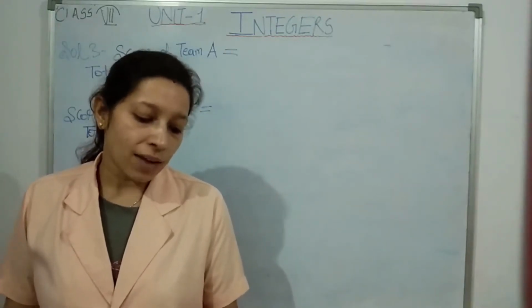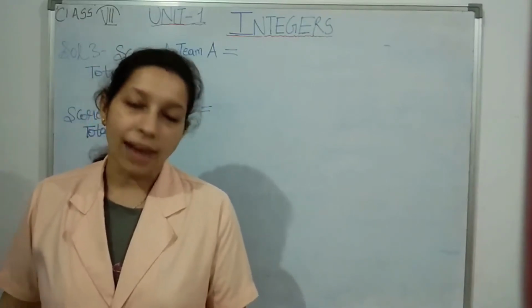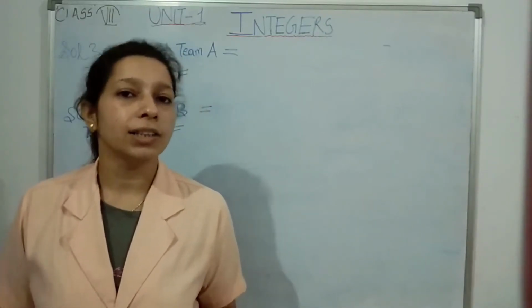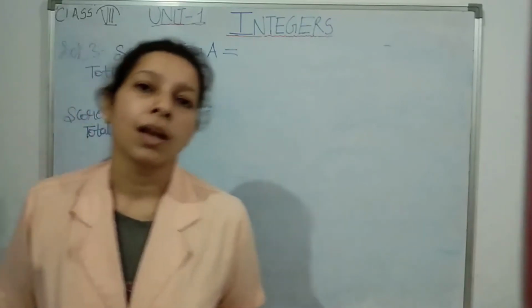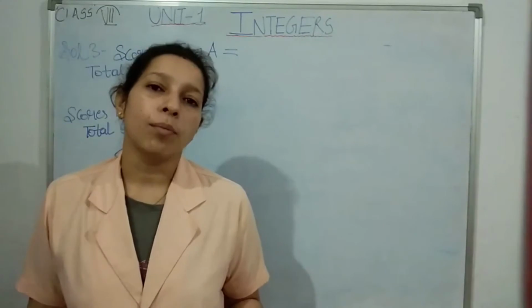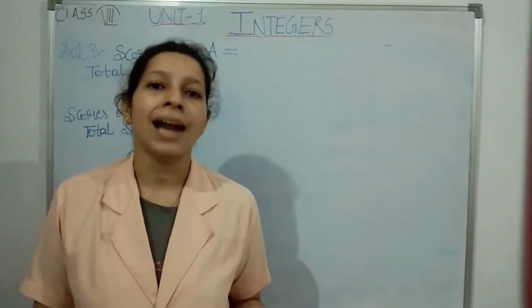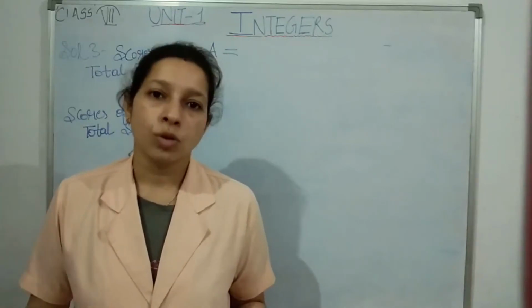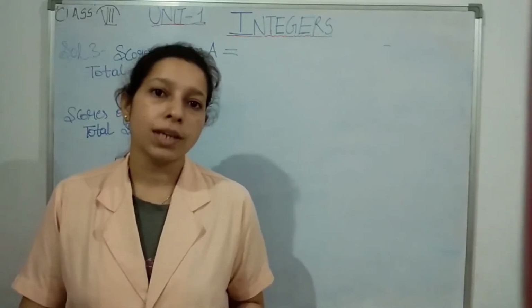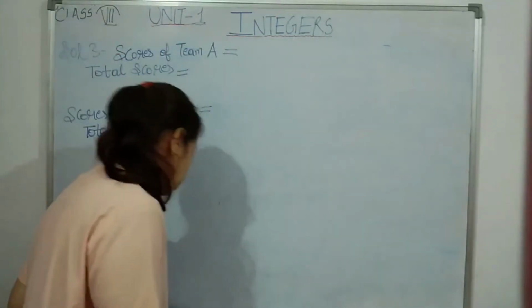Next part, can we say that we can add integers in any order? So can we say, students, that integers we can add in any order? If you remember, in the introduction video we have studied one property, the commutative property. The commutative property states that we can add integers in any order. So yes, but we have to prove this using the given question. Okay, let's see the steps, students.